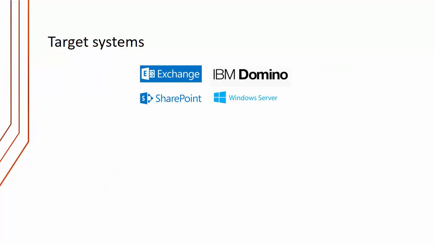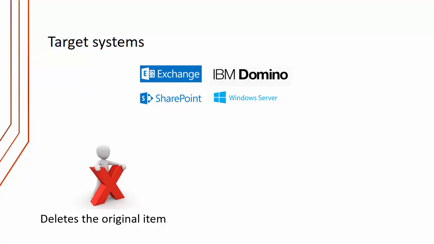So what target systems does Enterprise Vault support? Well, it supports Microsoft Exchange, IBM Domino, Microsoft SharePoint Server, and Windows file servers and other file servers as well. On the target systems, when an item has been archived, it deletes the original item. And of course, the reason for doing this is so that it can release storage on the target system. It also creates a shortcut.